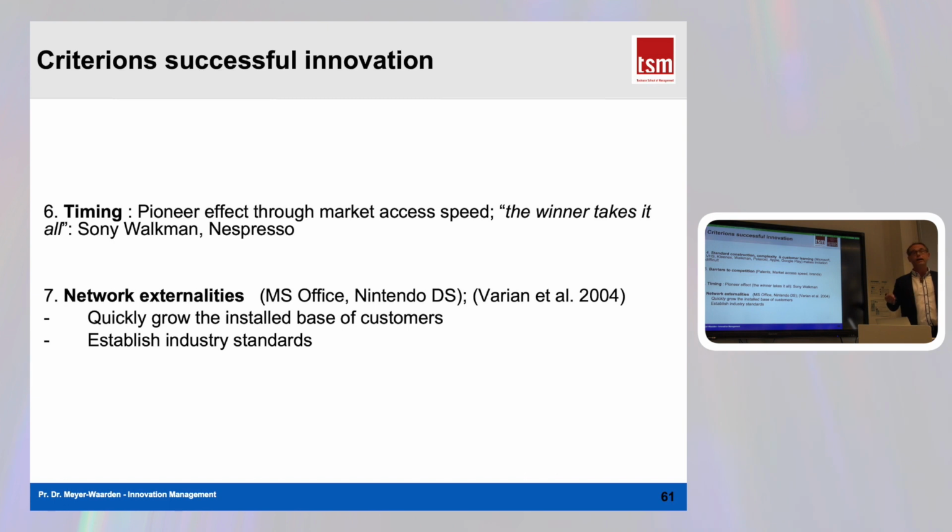You can cite as an example the Walkman of Sony, or Sony in general with its patents was able to maintain pioneer effects and thus dominate the markets for a long time before new entrants came and abolished these pioneer entry barriers. The next criterion of successful innovation are network externalities.